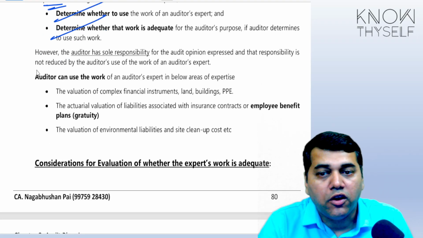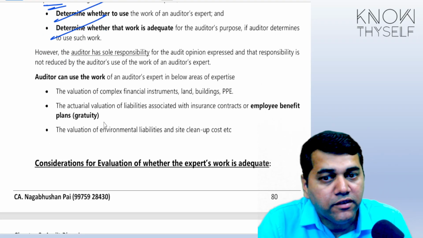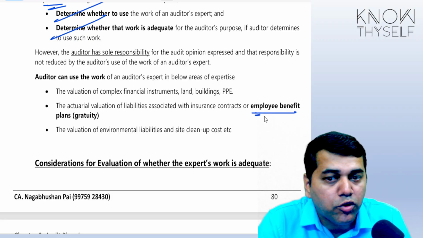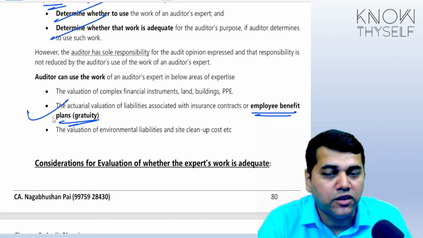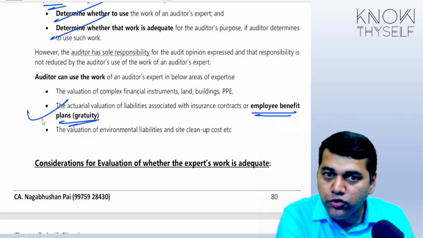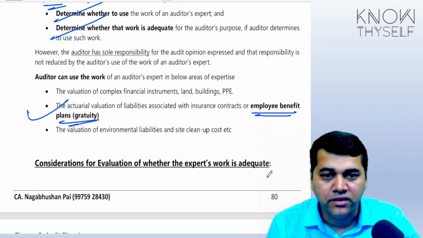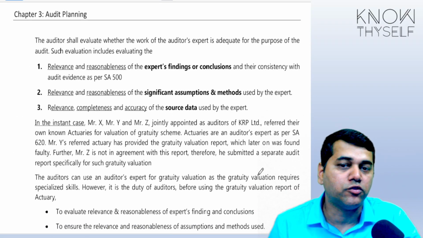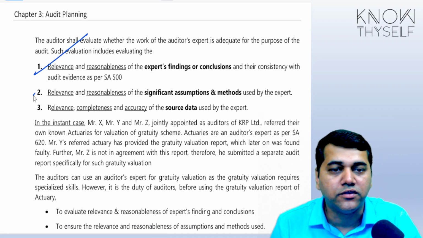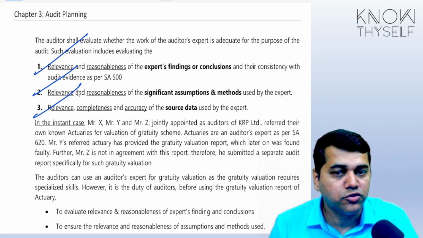Now, an auditor can use the work of an expert in one of the areas, like employee benefit gratuity. This is one of the expert's work. So can he use that actuary's work? The answer is yes. But before using, what are the factors they have to consider? They have to consider the relevance and reasonableness of the conclusions, assumptions, and source data.